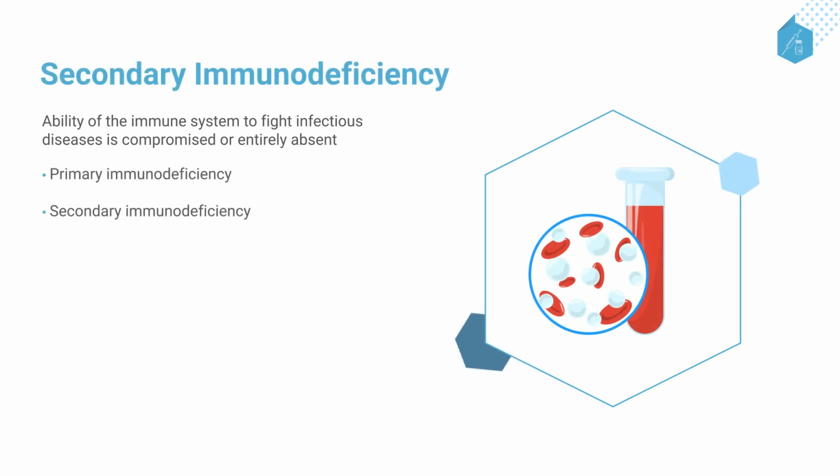Secondary immunodeficiency. This deficiency is caused by environmental factors which can be due to other treatments or diseases. For example, AIDS, cancers of the immune system like leukemia, immune complex diseases like viral hepatitis, multiple myeloma.